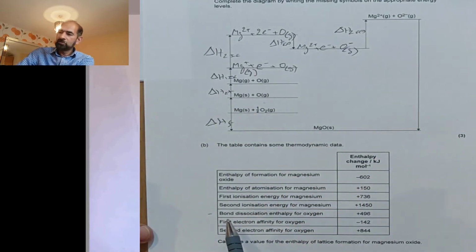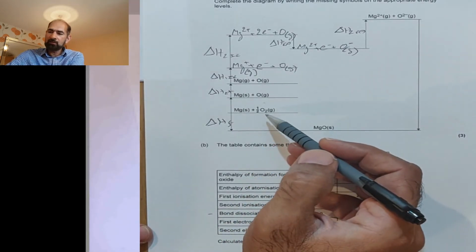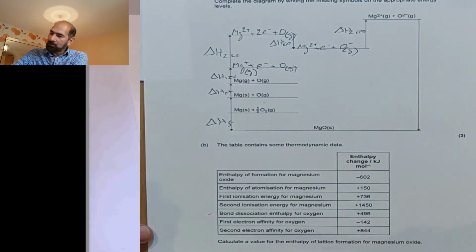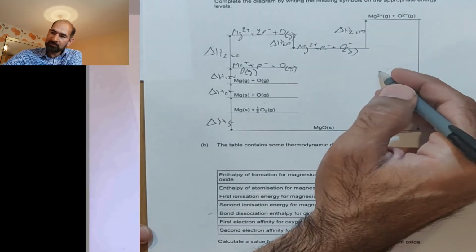Now, the reason I said I'm going to come back to that is bond dissociation enthalpy for oxygen. You might think, hold on, the only one missing is that one, bond dissociation, and that one, of course. But what they want to do is calculate the value for the enthalpy of lattice formation, isn't it? So that must be the lattice enthalpy, and they want us to find that out. Now, this one, the bond dissociation enthalpy for oxygen. You might think, okay, that's bond dissociation, and look, the bond is breaking, right? And this is where your definitions come in.